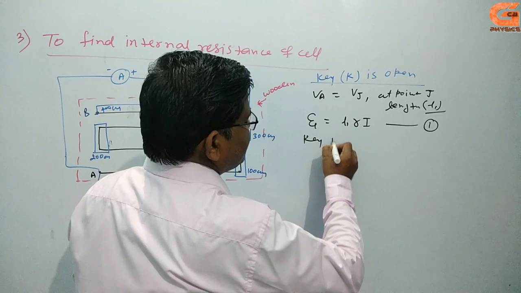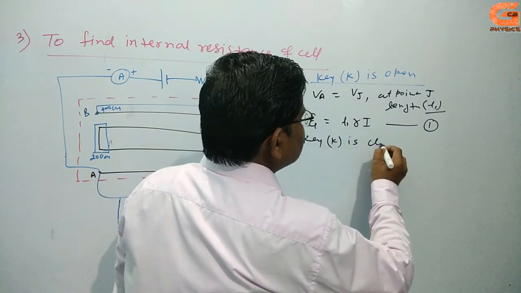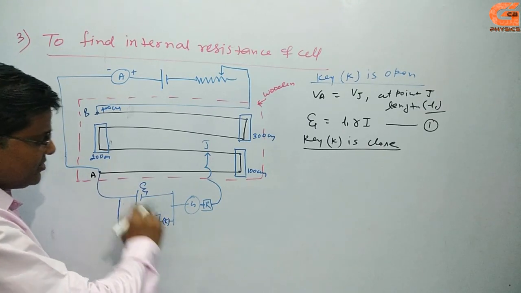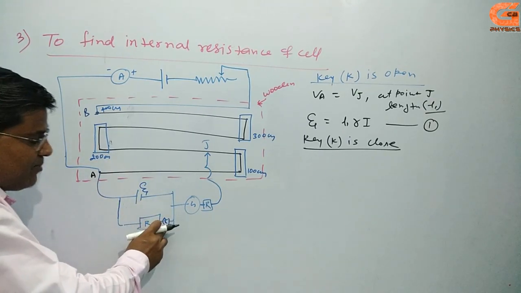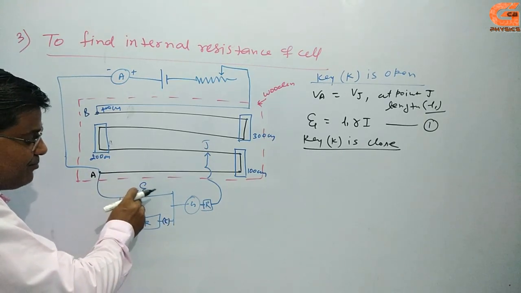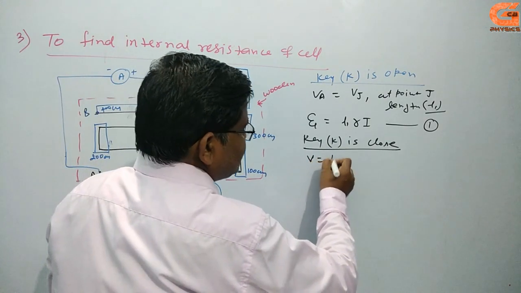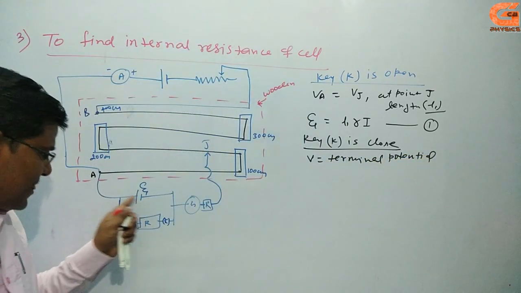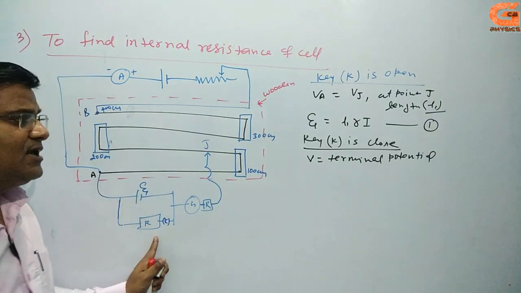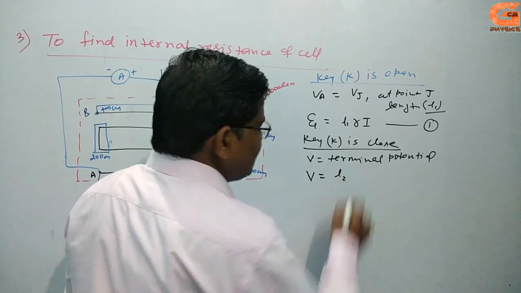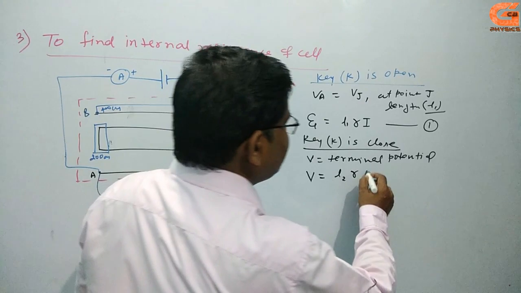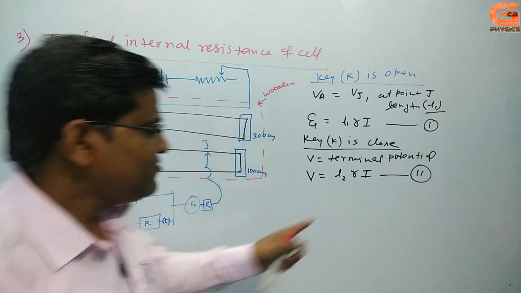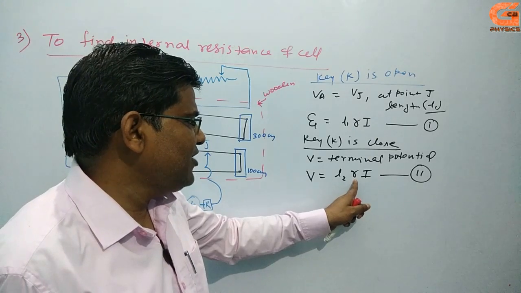Now key K is closed. When K is open, no current is drawn from the cell, but when K is closed, some current is withdrawn from the cell, and this is the terminal potential, because the cell provides current through the resistance capital R. That's why V is equal to L2 R into I, where the length is L2, resistance is R and current is I. This current is the current in the potentiometer wire, which is a steady current, and R is the resistance per unit length.